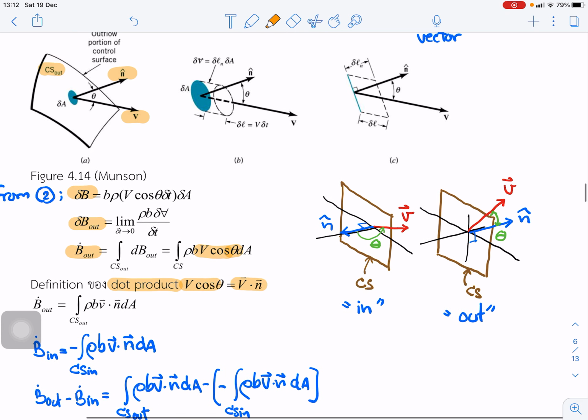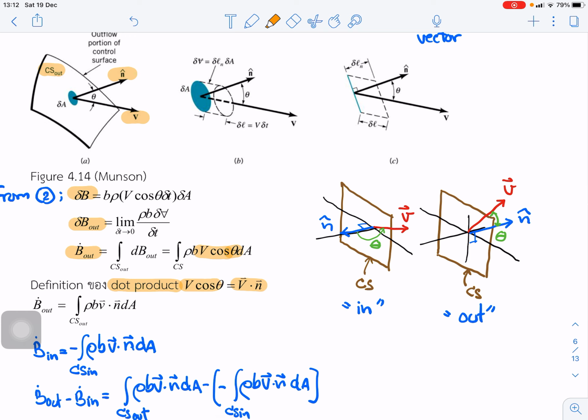If the velocity V makes an angle theta with the unit vector n, then on the inflow surface theta is greater than 90 degrees, and on the outflow surface theta is less than 90 degrees. This is the angle between the unit vector and the velocity.